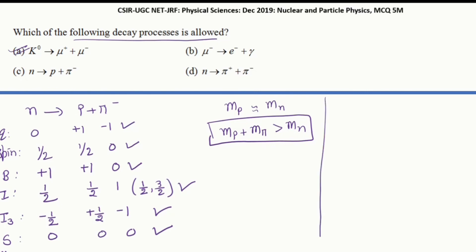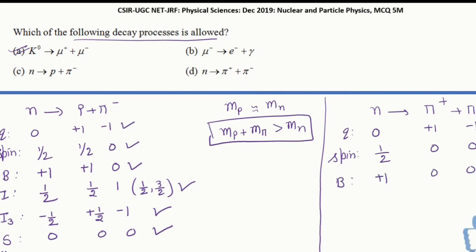Now let's look at the last decay, neutron decaying into pi plus and pi negative. So if you look at charge, neutron has 0 charge, +1, -1, it is also conserved. Spin, it is a half, and this is a 0 and 0, this is not conserved. Look at the baryon number, you have a +1, 0, 0, not conserved. So this interaction is also not allowed. So the only one decay is allowed, that is the kaon decay. So option A is the correct one.